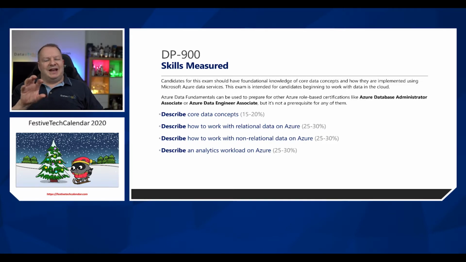So we're breaking down the exam into different areas, each with a percentage of questions focused on it. For the 100% of the exam, you're broken down into 4 areas. The first of those is core data concepts, with a 15 to 20% total question volume concentrated around those areas. Working with relational data on Azure, working with non-relational data on Azure, and working with analytics workloads are all 25 to 30%. So when you combine this up, you're going to get 100% across all of those.